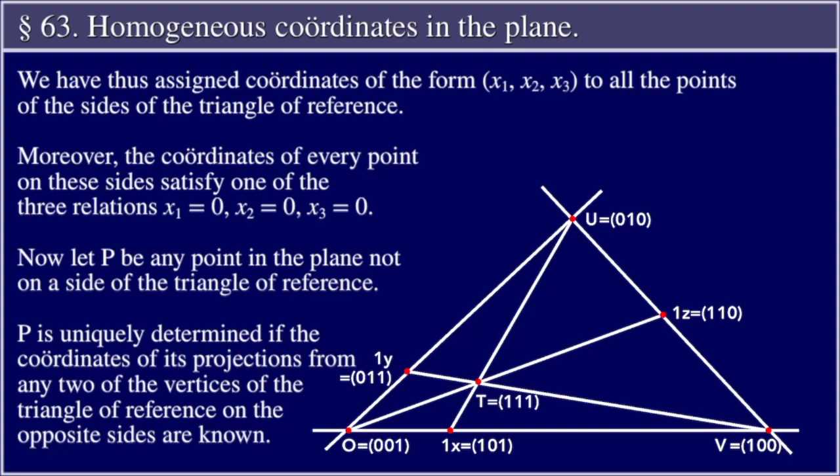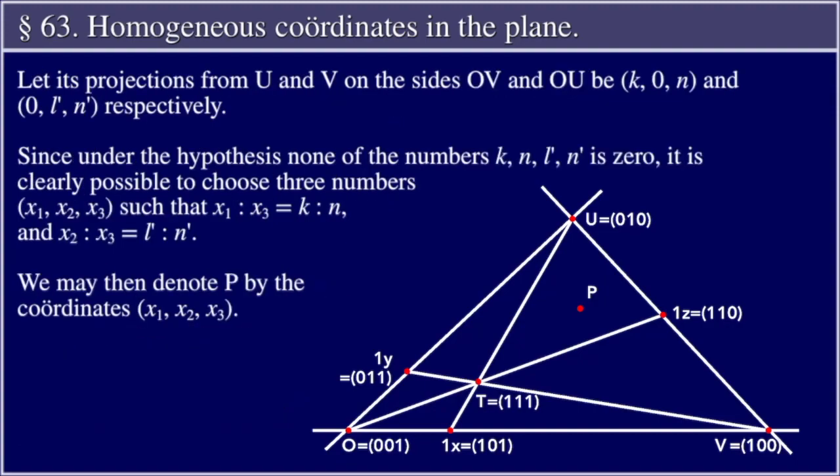We have thus assigned coordinates of the form x1, x2, x3 to all the points of the sides of the triangle of reference. Moreover, the coordinates of every point on these sides satisfy one of the 3 relations x1 equals 0, x2 equals 0, x3 equals 0. Now let P be any point in the plane not on a side of the triangle of reference. P is uniquely determined if the coordinates of its projections from any 2 of the vertices of the triangle of reference on the opposite sides are known.